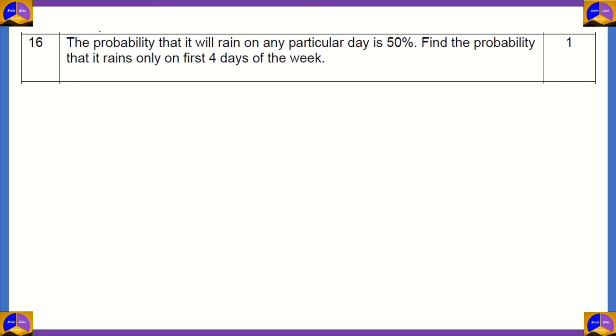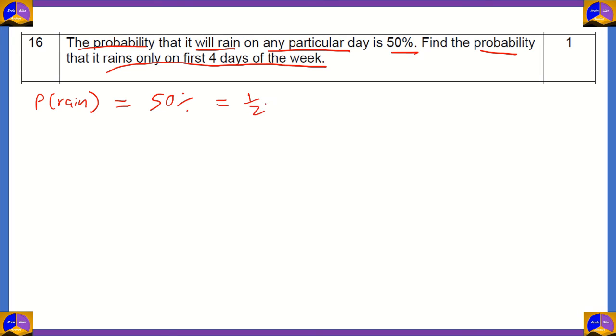Now this is the last question of section A. The probability that it will rain on any particular day is 50%. We need to find the probability that it rains only on the first 4 days of the week. So the condition given is that P for rain on a day, the probability of any particular day raining, is equal to 50%. That means 1 by 2. 50 by 100, 5 by 10, 1 by 2.